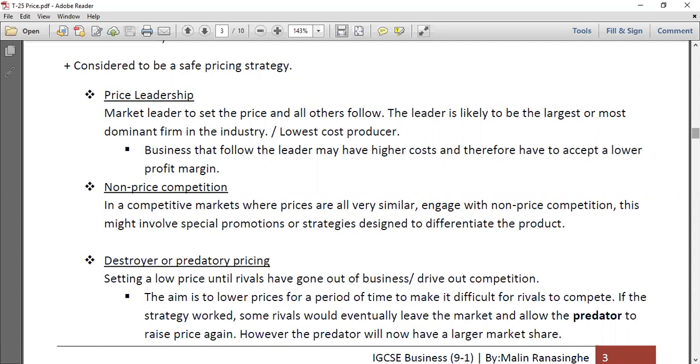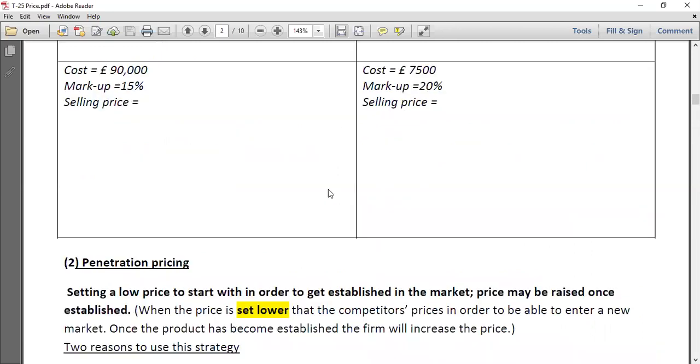So there is a price maker, the price leader, and others are followers. The dominant firm is always doing that. It can be the low cost producer. Businesses that follow the leader may have higher costs, therefore have to accept a lower profit margin. So organizations who follow the dominant firm must be very careful with their costing, because if the leader is very cost effective and the leader's price is really low, you also have to reduce your prices, which means you have to squeeze your profit margin.